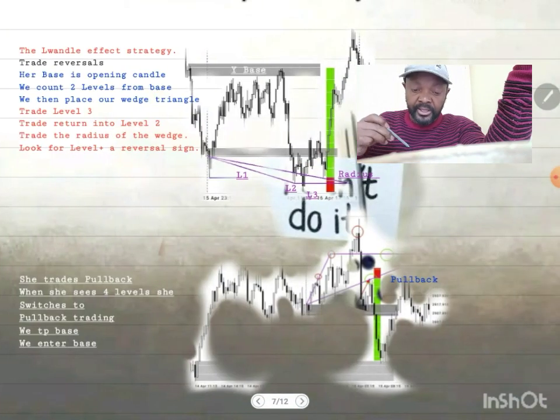We call this the Luanli effect and the strategy. We trade two things: we trade the reversal and we trade the pullback. Let's look at the reversal. The base, like we said, is the opening of the day, and then we count 2 levels. Here in this case it is 1, 2, and then on the second level, let's just go to a bigger picture here.